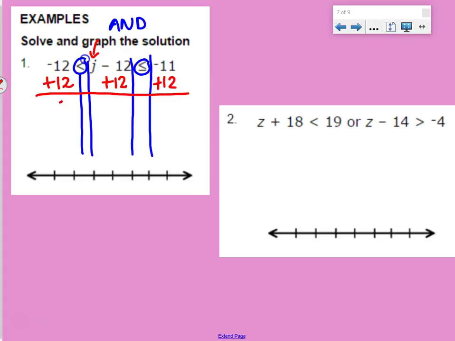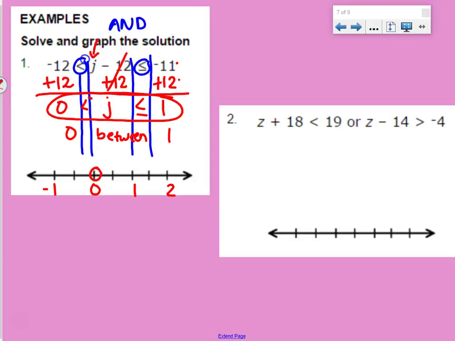Negative 12 plus 12 is 0. Bring down the less than sign. This cancels out. J is less than or equal to negative 11 plus 12 is 1. So right there we have our answer. And this means J is between 0 and 1. So we put 0 on our graph and 1.